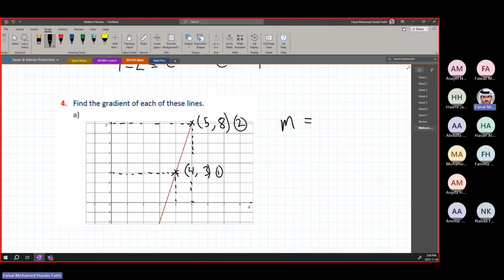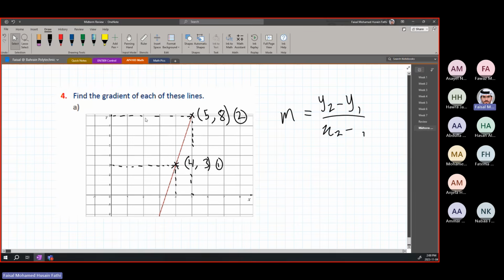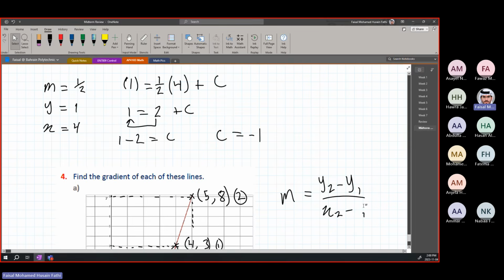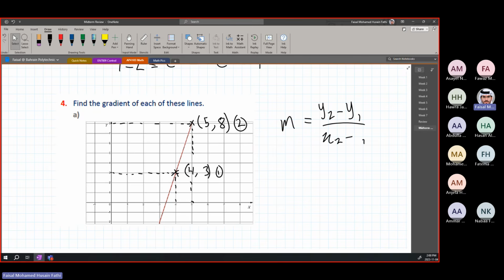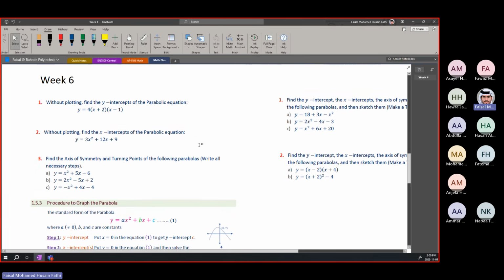Apply the equation of a slope: m equals y2 minus y1 over x2 minus x1, and that's it. Okay, I'm not going to plug it in for the time, but this is the whole concept. So you just take 2 points. For example, this is your x2, y2, and this is your x1, y1. That's it, and done. Let's move on. This is all of week 5, the key concepts.